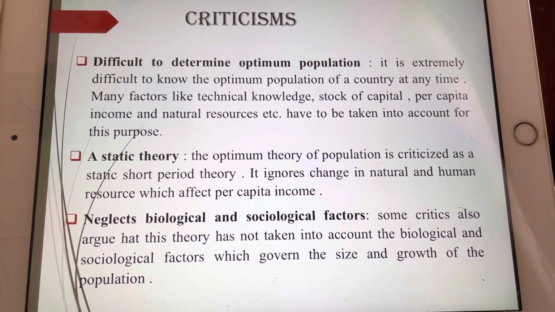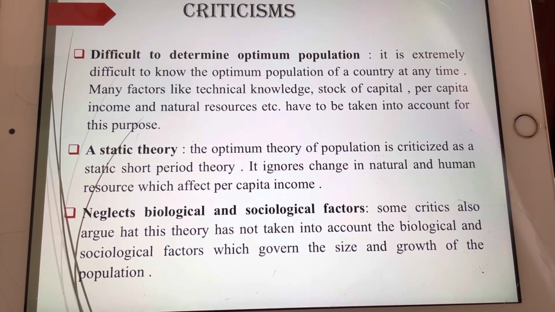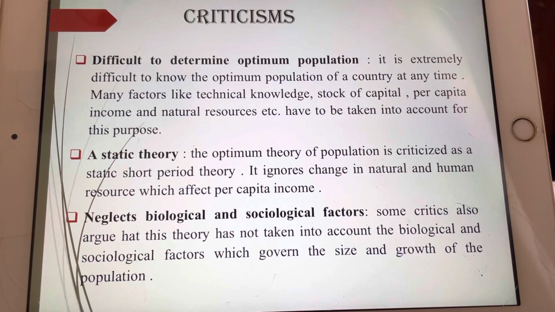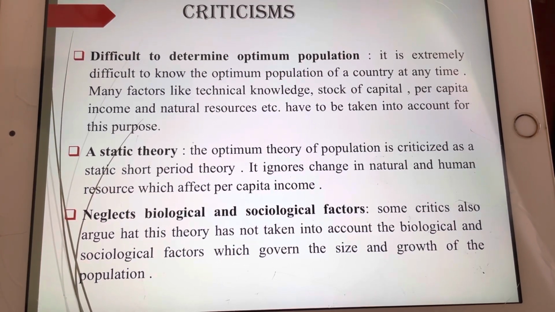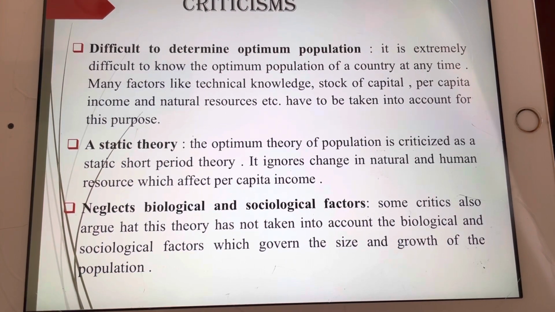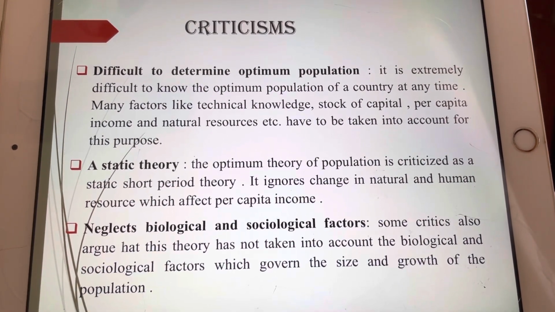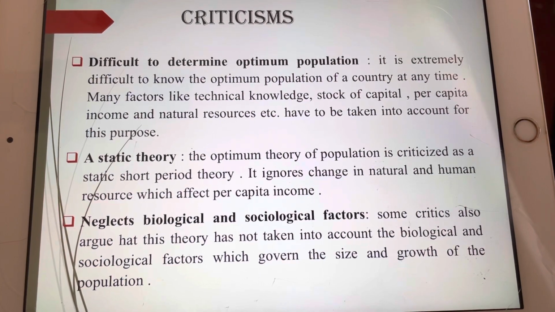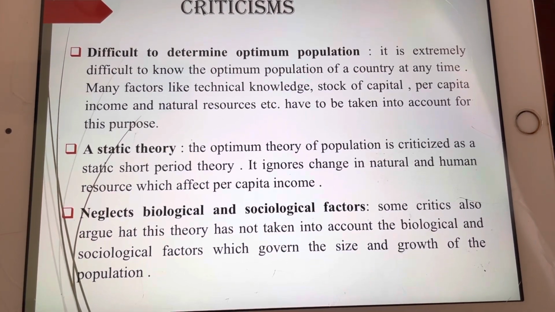Now we will discuss the criticism of the optimum theory of population. The economists we have already discussed in this lecture did not believe in Malthus's theory of population, and they criticized it and brought a new demographic theory, the optimum theory of population. But the optimum theory of population also has criticisms. It was thought that it would work according to the availability of natural resources and technology. Now we will discuss the criticism. The first one is that it is difficult to determine the optimum population.